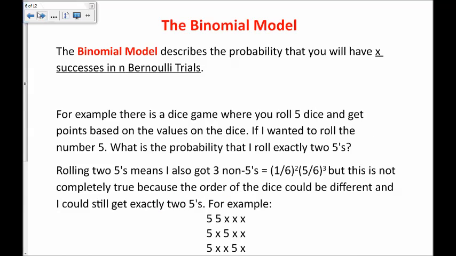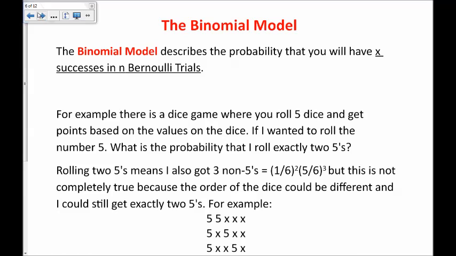Okay, the binomial model is the second model that we'll talk about. The binomial model describes the probability that you will have X successes in N Bernoulli trials. Okay, so for example, if there's a dice game where you roll 5 dice and you want to roll 5s, okay, you can look at rolling 2 5s or 3 5s or 5 5s. Okay, you're looking at a certain number of successes and a certain number of trials. Okay, now the computation is a little more complicated for a binomial model, but I'll walk through this hopefully slowly.